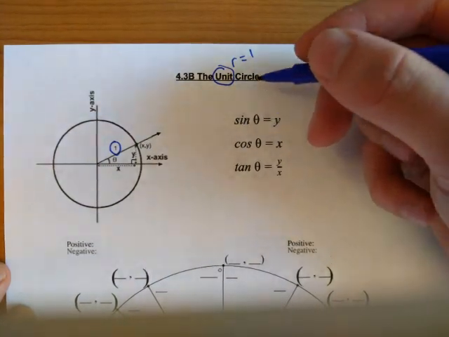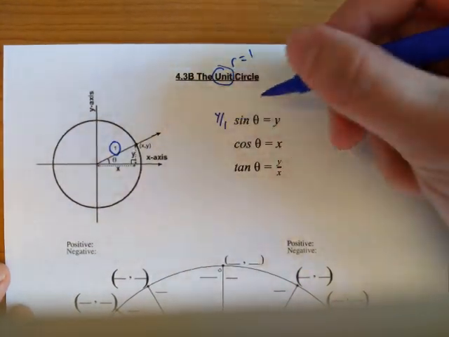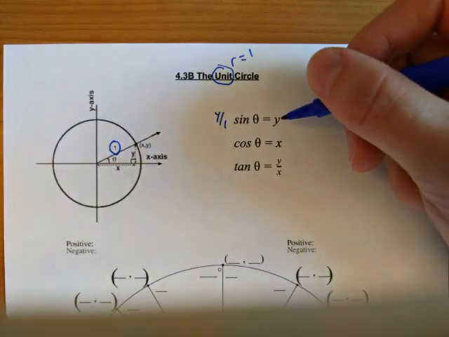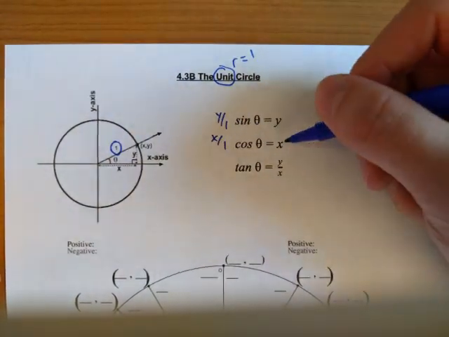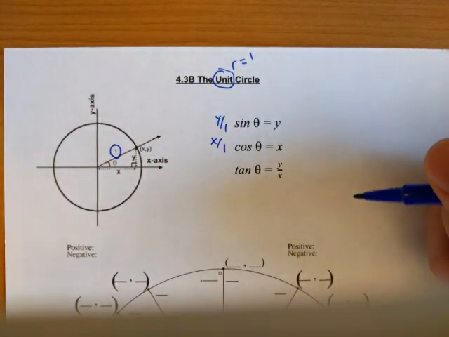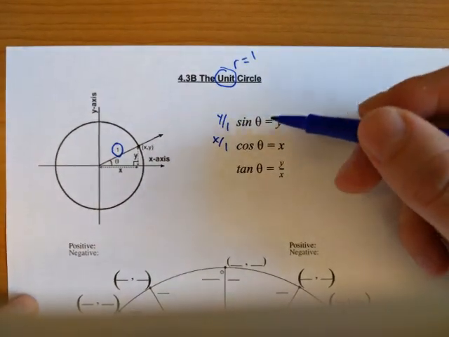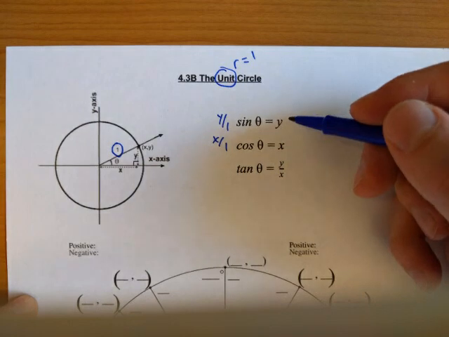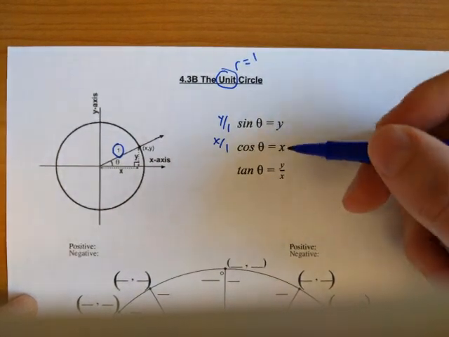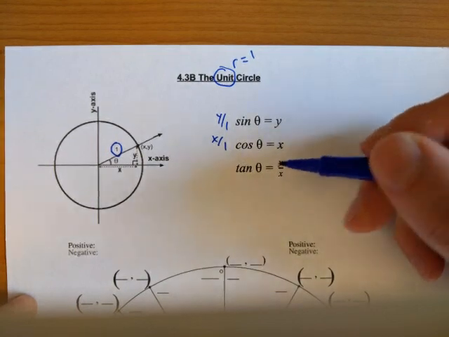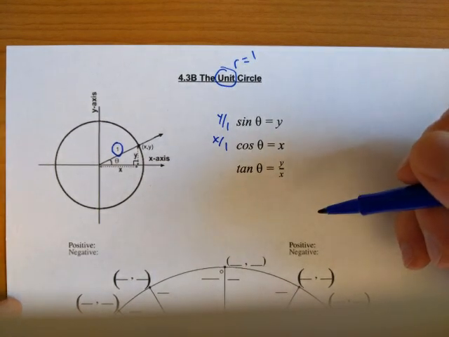Yesterday's sine was y over r, but y over 1 is just y. And then cosine was x over r, but x over 1, that's just x. So if we use the unit circle, we've got nice, real simple relationships for the sine and the cosine. Sine is just the y coordinate. Cosine is just the x coordinate. Tangent does stay the same as yesterday. Tangent is y over x.